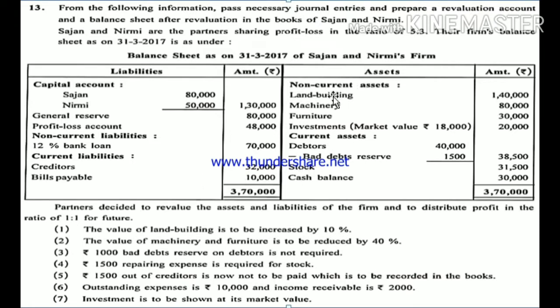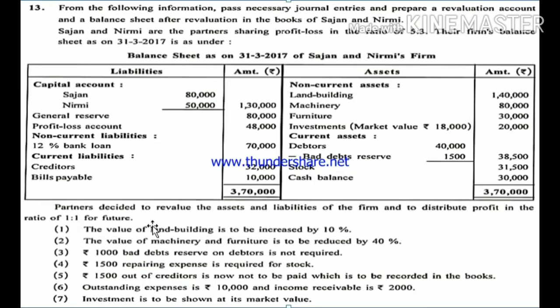Now the asset side. First entry, that is land and building, 1,40,000, machinery 80,000, furniture, that is 30,000, investment, in bracket it is given market value rupees 18,000, and in the outer column, that is the book value of investment, that is 20,000. Current assets, in which debtors 40,000 minus BDR, that is 1,500. So in the outer column it is shown to you 38,500. Now stock, that is 31,500. Cash balance, that is 30,000. Now have a glance over the adjustments.